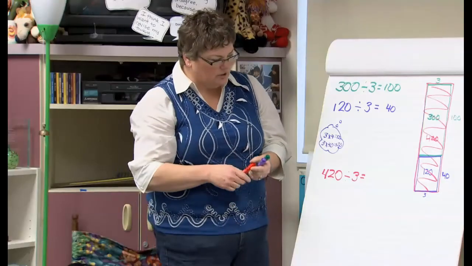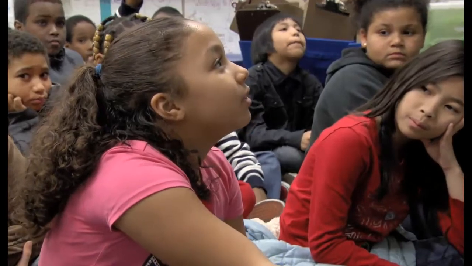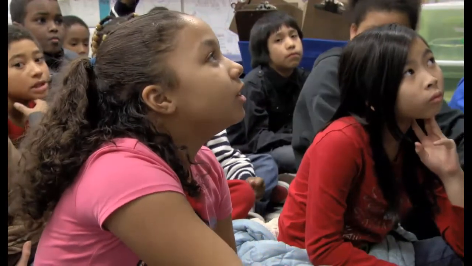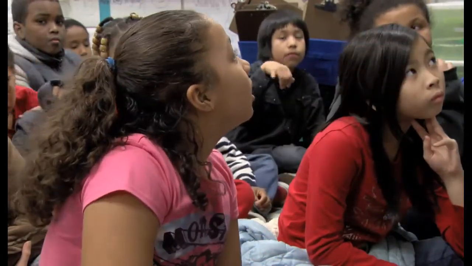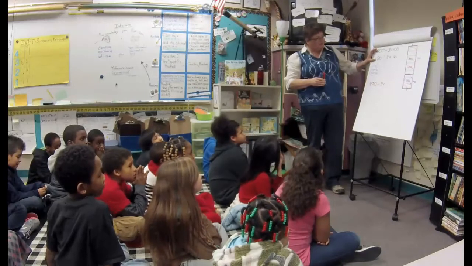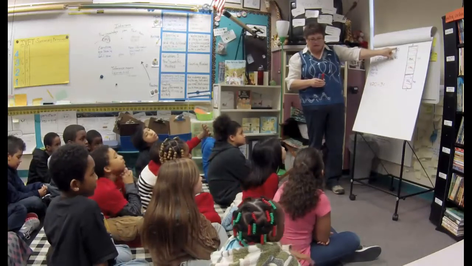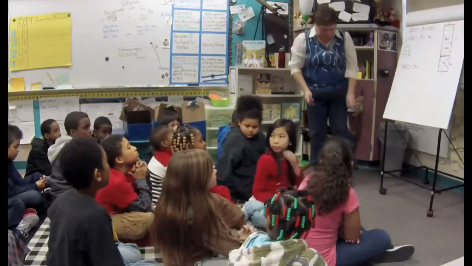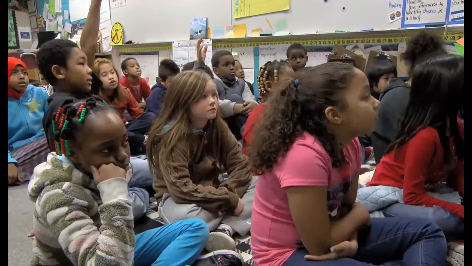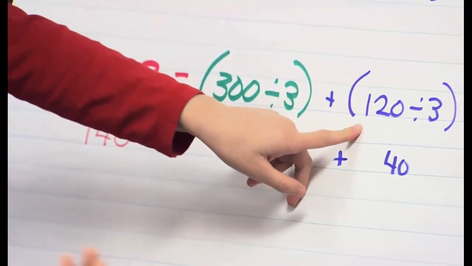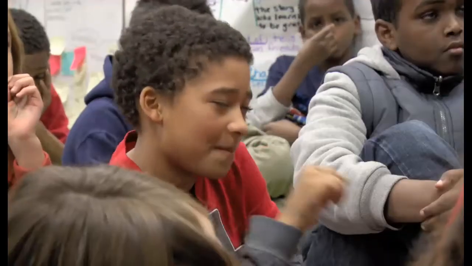Can you explain why you think it's 140? You basically have to add the first 2 numbers, and then you could just add the first 2 answers. So because I added these 2 dividends, I could add the answers right here to get that? Okay. They do try to explain it in different ways, because if their first way didn't work, they've got to think of a different way to explain it. So they become teachers to each other. Because 300 divided by 3 equals 100, and 120 divided by 3 equals 40, and we just add the answers.